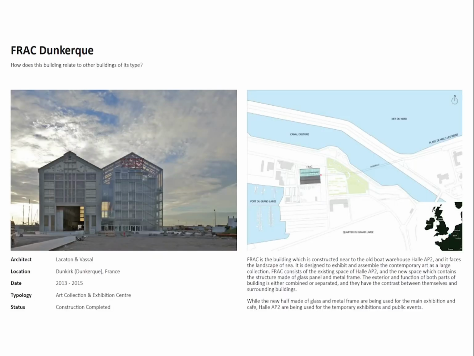The FRAC is the building designed for the collection and exhibition of the arts, and today this building will be explored based on the question, how does the case study relate to other buildings of its type? To answer this question, the buildings on the FRAC site and 2 other buildings have been explored.